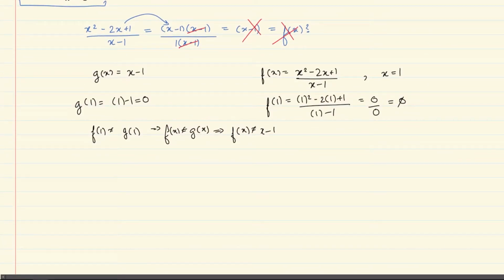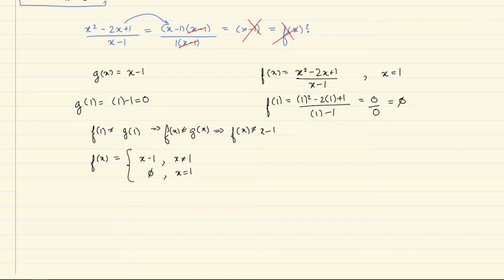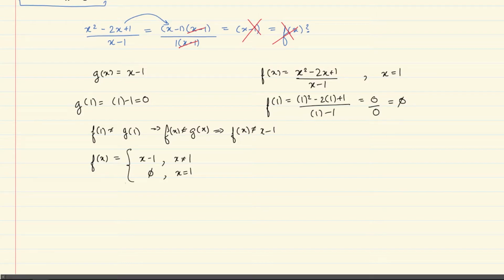Some of you may remember from before that we can write f of x as a piecewise function since it's not defined at x is equal to 1. We can write it as f of x is equal to x minus 1 when x is not equal to 1 and undefined when x is equal to 1. But we do have this newly defined function, but what do we do if we want to find out what happens at f of 1?